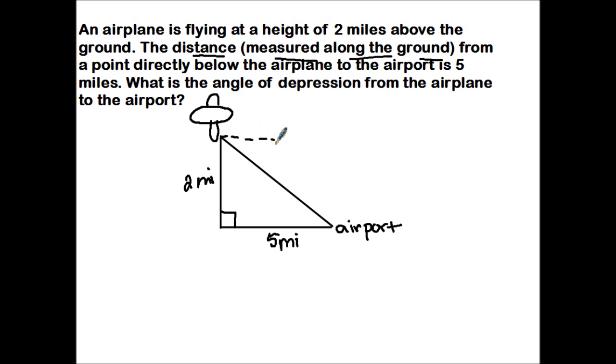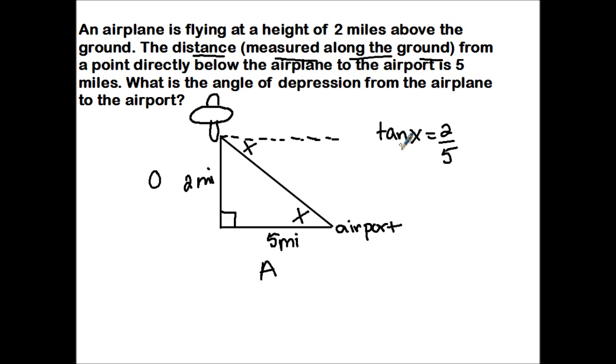So anytime it's angle of depression, we got a dotted line. I don't know the angle this time, so this angle that's formed by looking straight out and looking straight down would be x. Well, if this is x, this angle down here is x. So which trig function can I use on this? It looks like opposite and adjacent. So that must mean tangent. So I'm going to write tangent x equals 2 over 5.